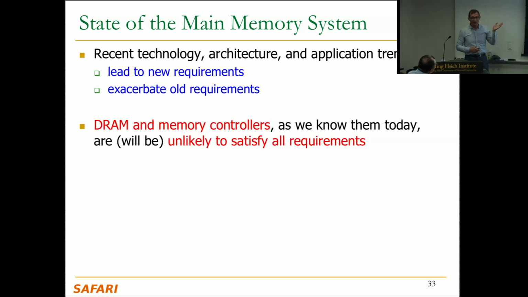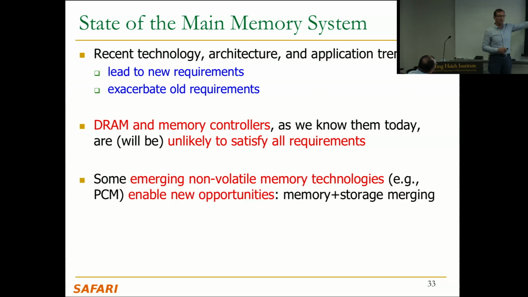I will hopefully show you that DRAM, the main technology that we use to design main memory, and memory controllers, as we design them today, are already failing to satisfy all of these requirements. On top of that, there are some emerging memory technologies that happen to be non-volatile that enable new opportunities, like merging of memory and storage. I'm not going to talk about this. I believe this is very exciting, but that's part of the research that I'm not going to touch upon today.